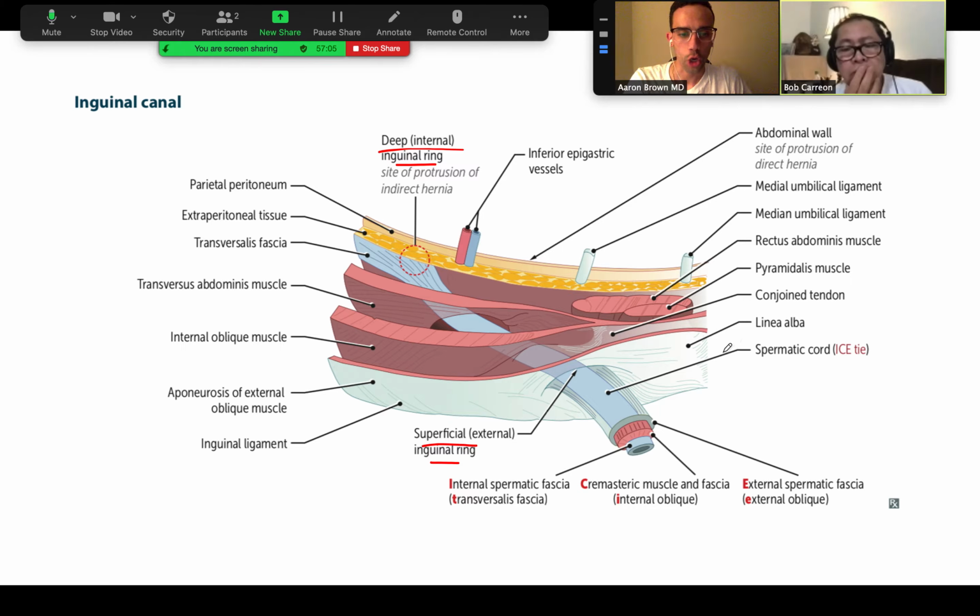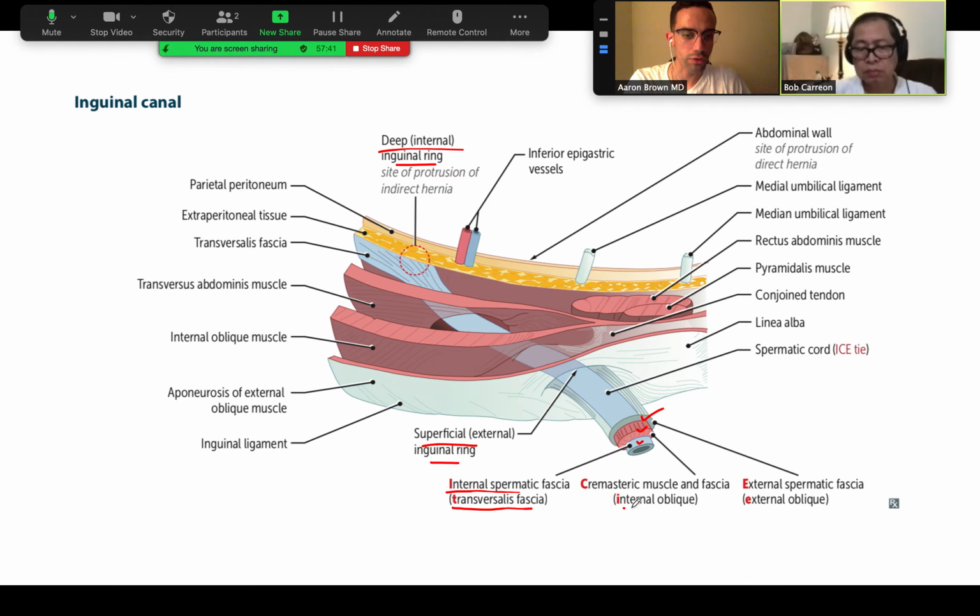Okay, so what is this spermatic cord made of? So the spermatic cord is going to be made of a number of different aspects, including the internal spermatic fascia, you can see here, the cremasteric muscle and fascia, and the external spermatic fascia. These layers are going to be accumulated as the spermatic cord is traveling through these different layers of our abdominal wall. So as the spermatic cord travels through the transversalis fascia, it acquires its internal spermatic fascia.